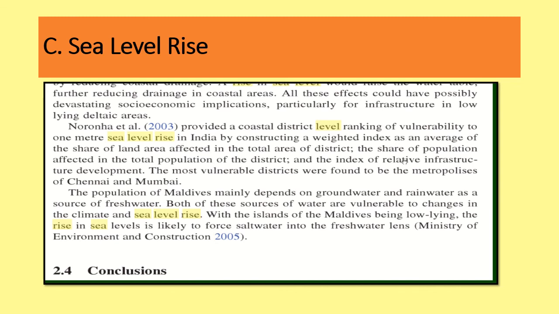Another important attribute of sea level rise is that we are all familiar that the ratio between ocean and land is 3 to 1, and that ratio will be disrupted if sea level continues to rise for a long time. That will hamper the terrestrial ecosystem, and it will also hamper the lifestyle, fisheries, mangrove forest ecosystem, and biodiversity too.